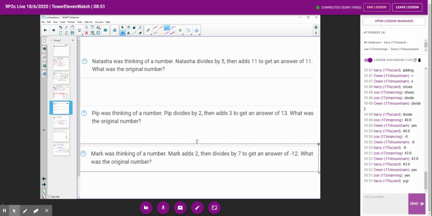But guys, Owen, Zoe, Harry, does that make quite a bit more sense? Do you think that's helped you to understand combining writing the equations with solving the equations? What do you think, guys? All right, perfect, well done.